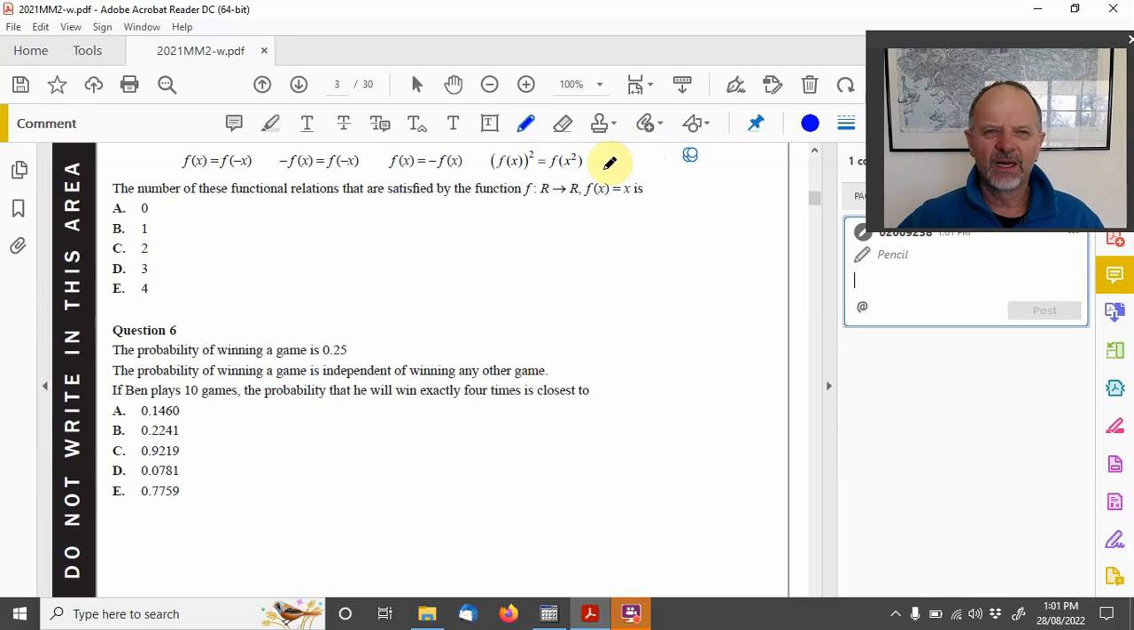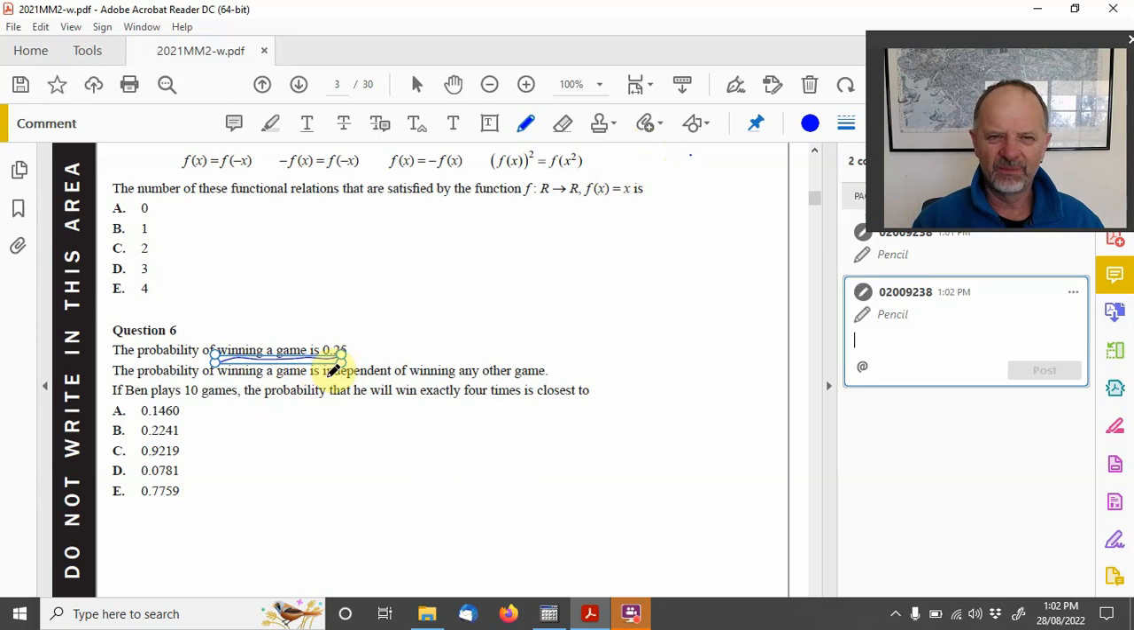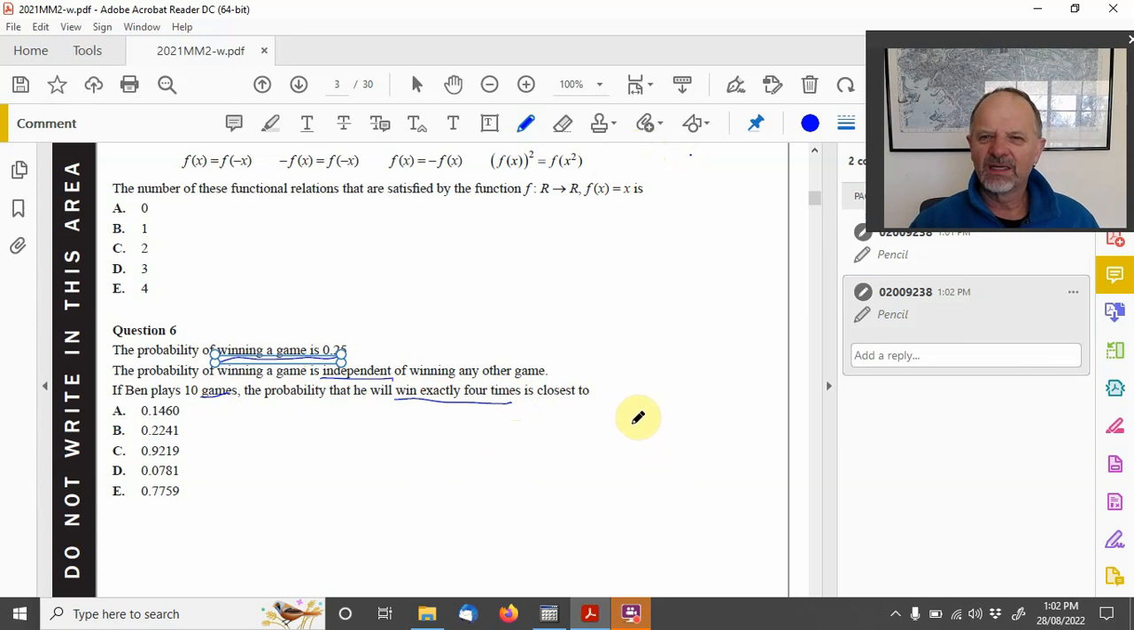Okay, so here we are back to the VCAA 2021 Maths Methods Exam 2 for the multiple choice section. We're up to question 6 here. The probability of winning a game is 0.25, and winning is independent. If Ben plays 10 games, what is the probability he will win exactly 4 times?